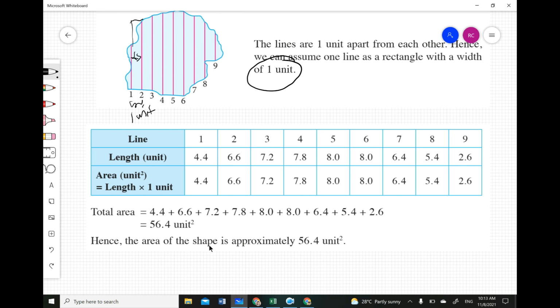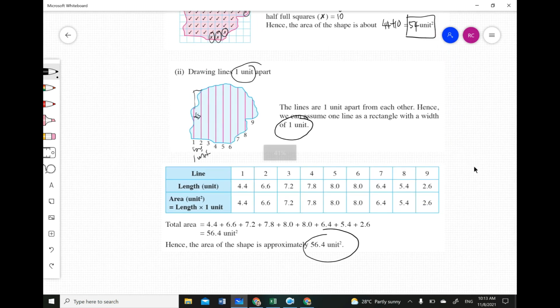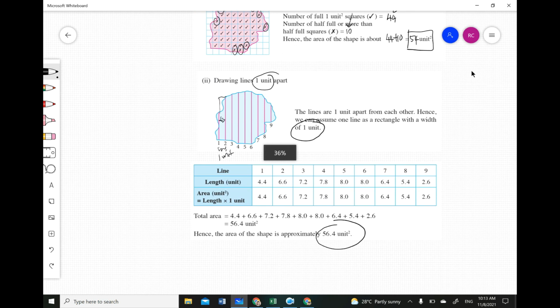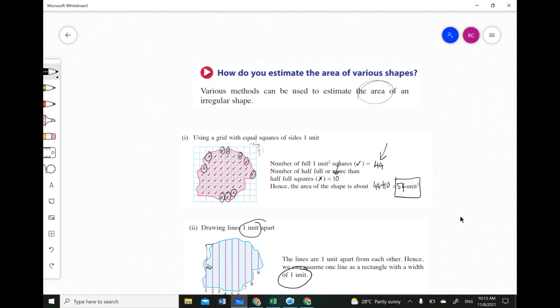Okay, the area of the shape is approximately 56.4 square units. So you can compare 56.4 with the one that we have earlier. This is 54. They are almost the same. Okay, so this is underestimation. Okay, first part we have done.